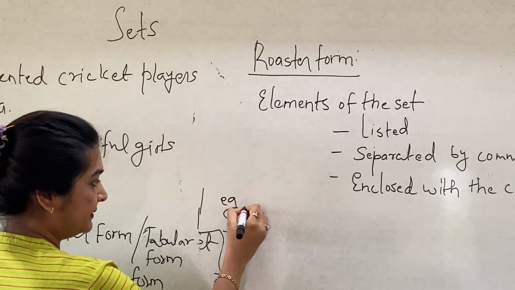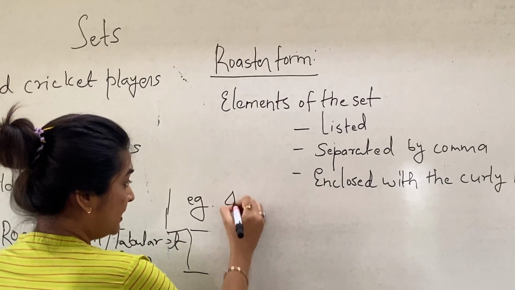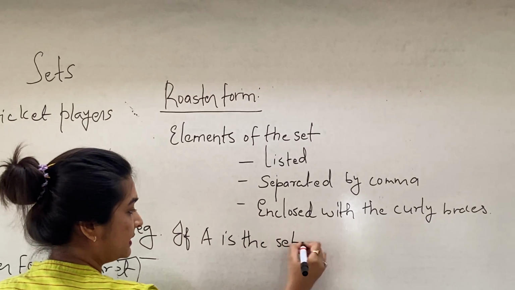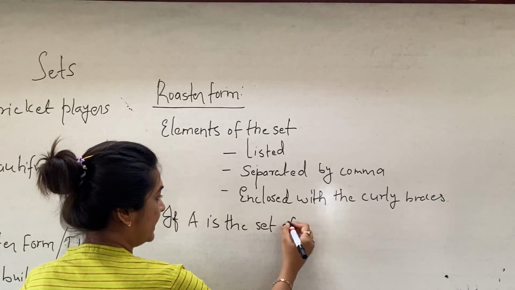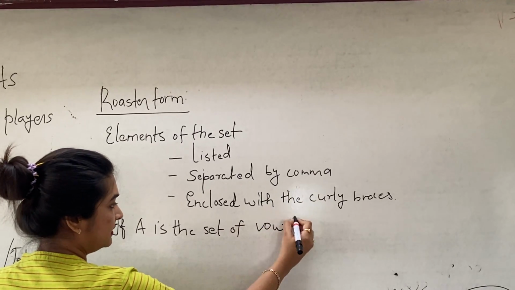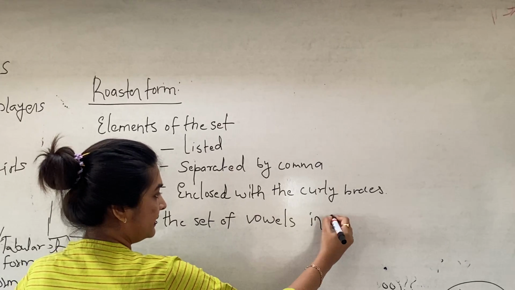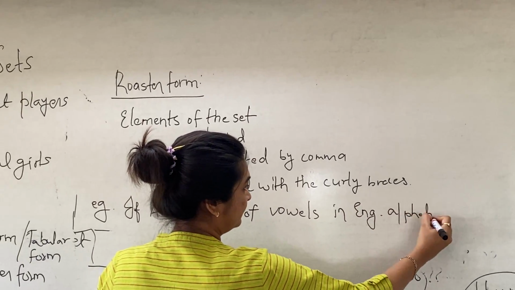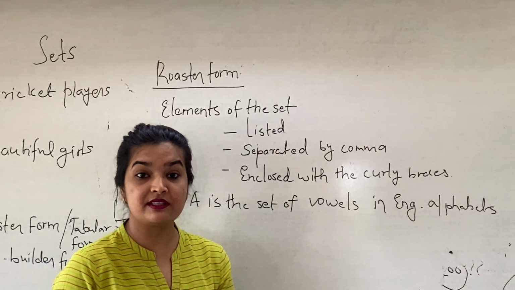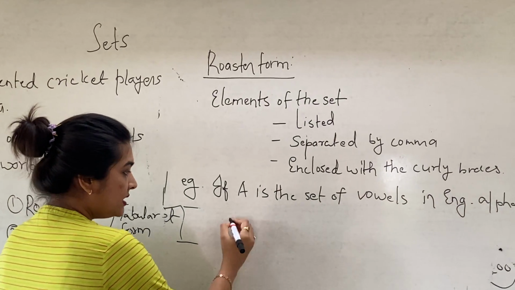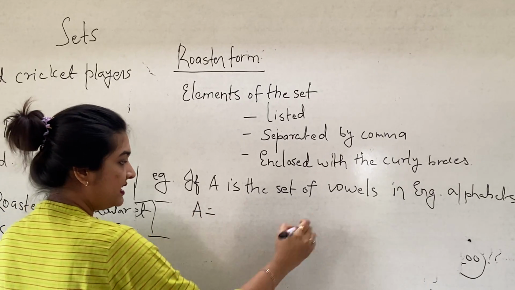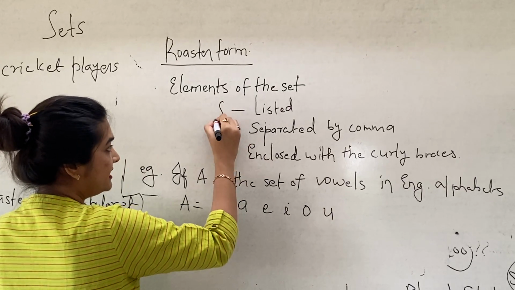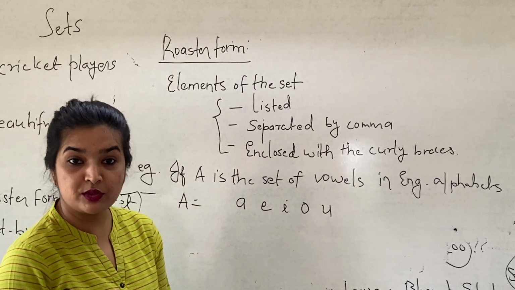For example, if A is the set of vowels in English alphabets, then what will be its roster form? So vowels are A, E, I, O, U. These are the conditions that we have to follow in the roster form.